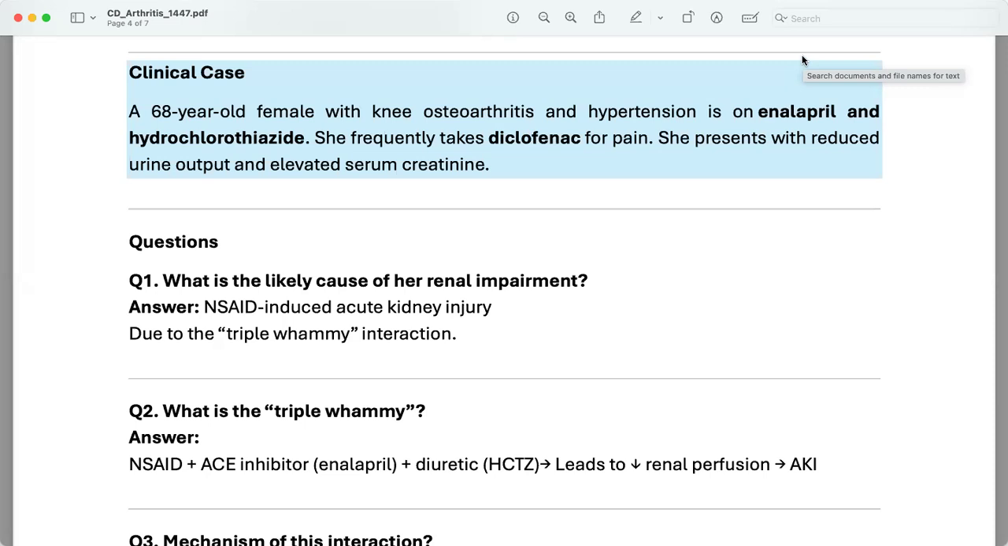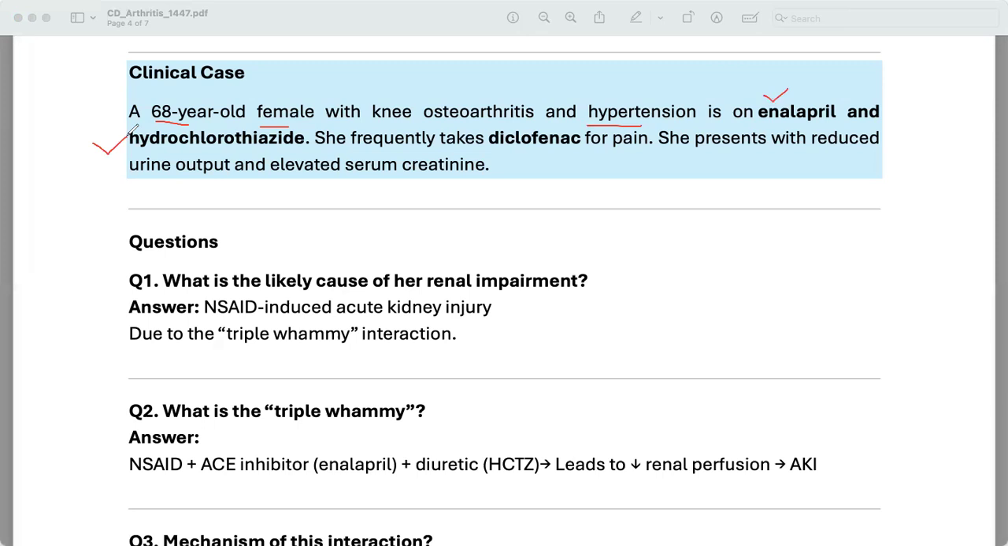Osteoarthritis clinical case. A 68-year-old female with knee osteoarthritis and hypertension. She's taking enalapril and hydrochlorothiazide.